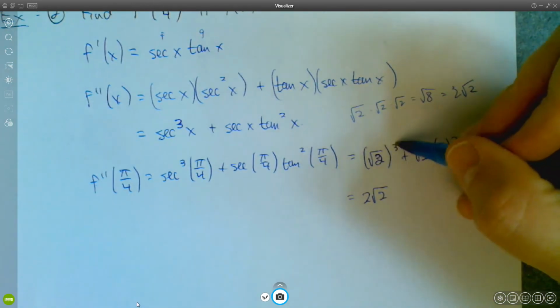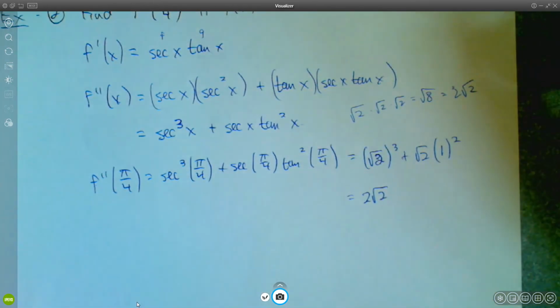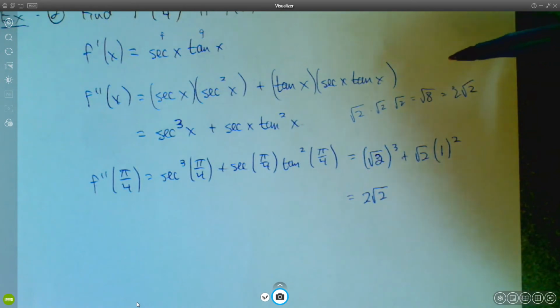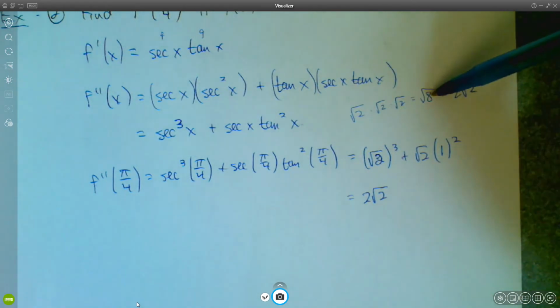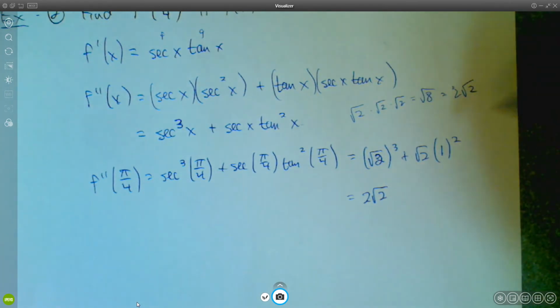I was confusing myself with the exponent here and the index there. For some reason I was thinking cube root of 2 cubed, which would be 2. That's what was throwing me off. But no, it's the square root of 8. Square root of 8 is the square root of 4 times 2. Square root of 4 is 2. So it's 2 root 2.